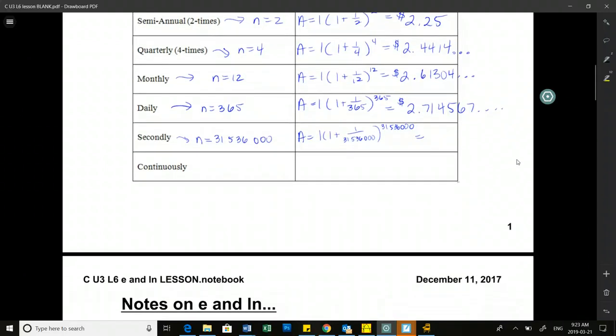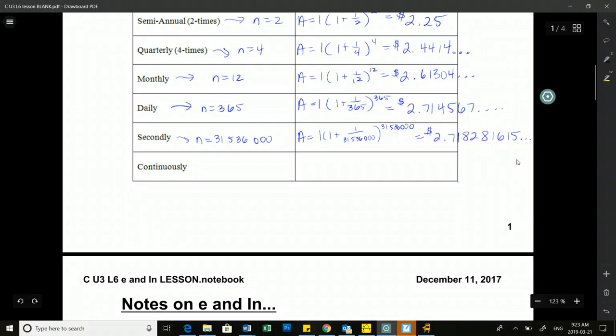Okay, you get $2. Okay, what do we get, guys? Let's calculate this. 2.7182. Keep going, Anil. 8, 2, 8, 1, 6, 1, 5.